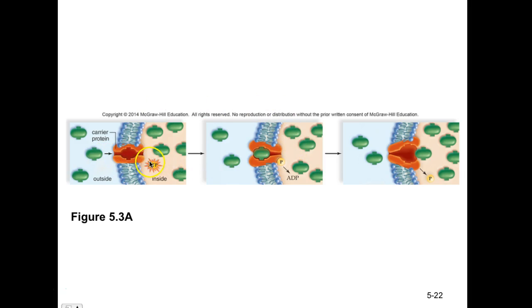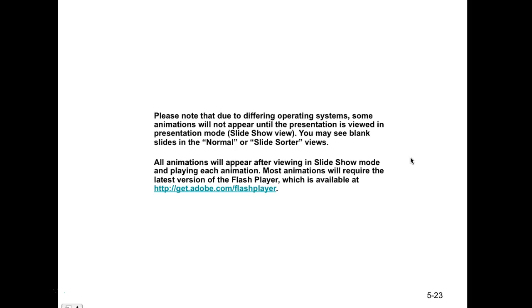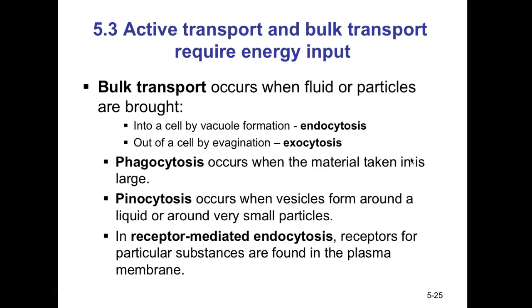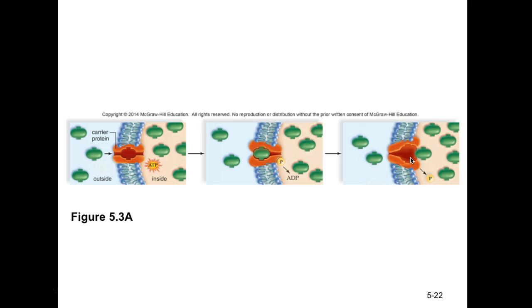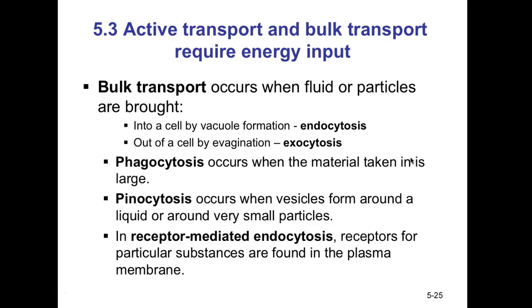The carrier protein is going to gain energy, or we say it will be phosphorylated. And here you can see that in the second picture. And when it becomes phosphorylated, it's going to change its conformational shape. So the shape will change and therefore open up to the inside of the cell and release that substance inside the cytoplasm of the cell. And then the phosphate group will remove itself from that carrier protein. We'll look at the sodium-potassium pump in greater detail.